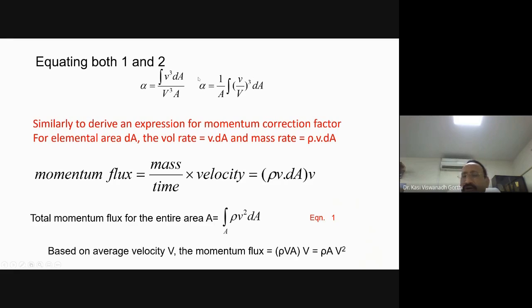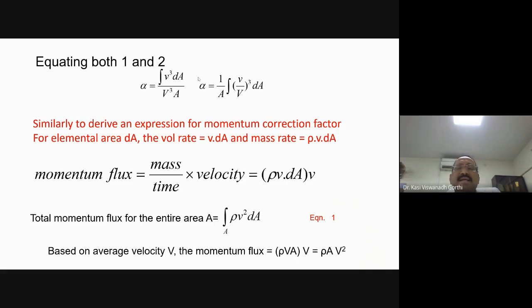Same thing is valid even in pipe flows also. In pipe flow, when you are applying Bernoulli's equation, the total head at section 1 must be equal to the total head at section 2. How do you compute the total head? It is the sum of the three heads: P by gamma plus Z plus V square by 2g. But if you take the real fluid, you should take alpha V square by 2g.